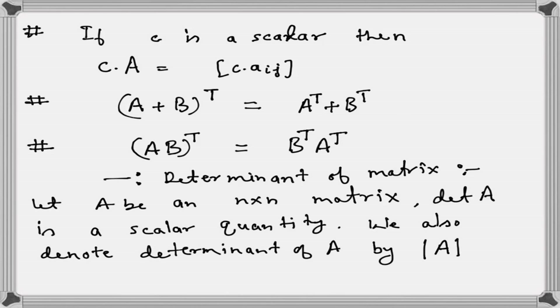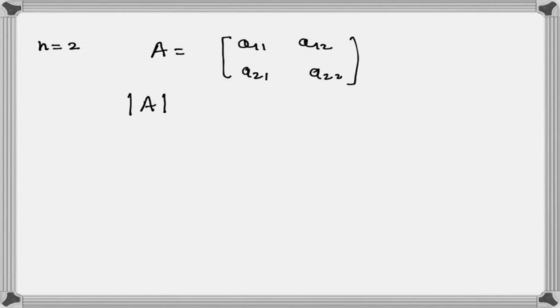So let's define this. Suppose n is equal to 2, so A is represented by a11, a12, a21, a22. Then the determinant of A is defined by a11 a22 minus a21 a12.